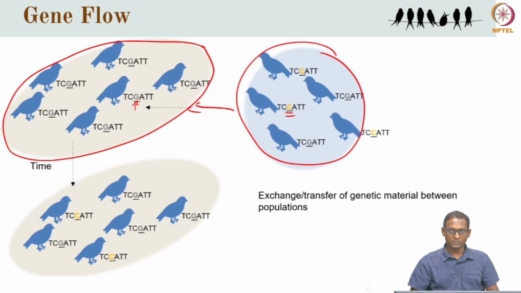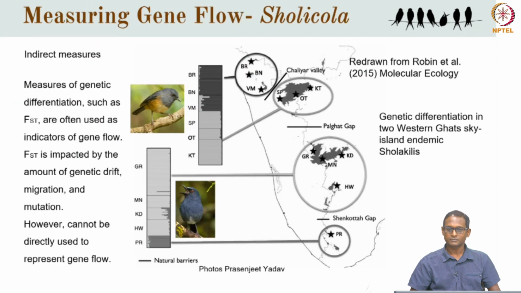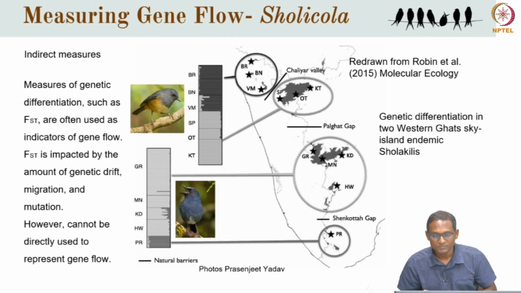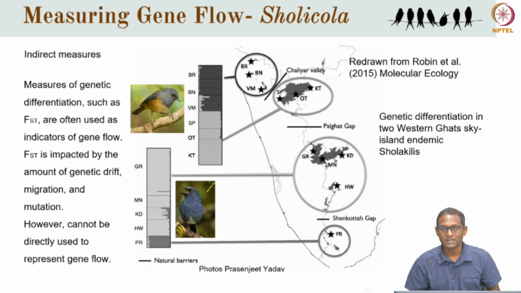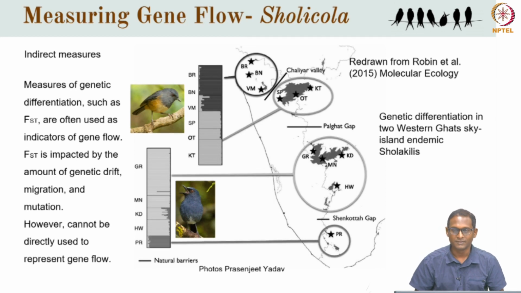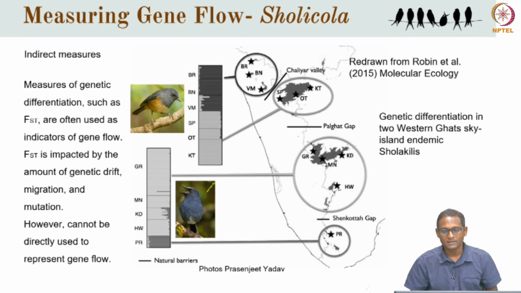Now a lot of methodological work goes into quantifying something like this that happens. One example that I'm happy to talk about is of the Sholicola, which is a bird that I have studied for the last 20 years or so. Here, let me explain first the graph, and then I will go on to give you a little bit more detail.